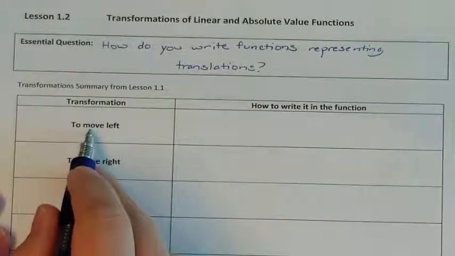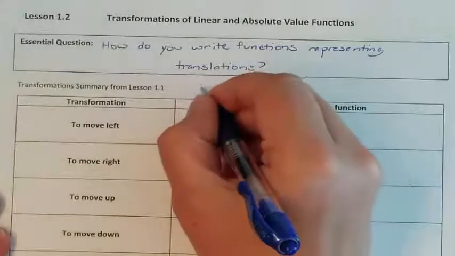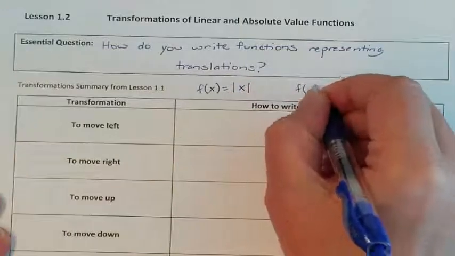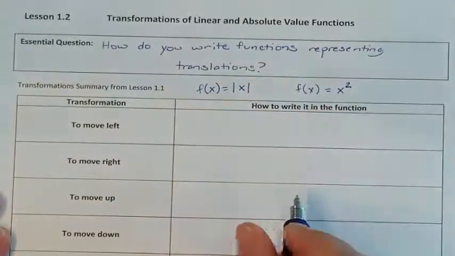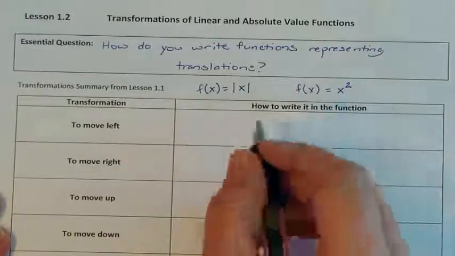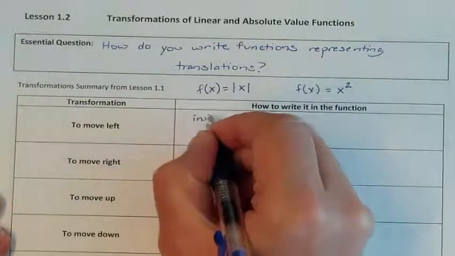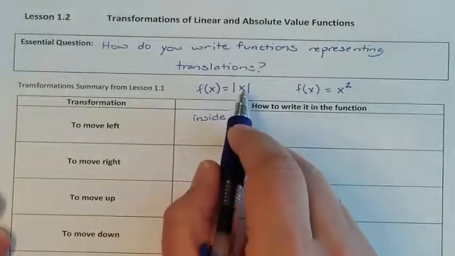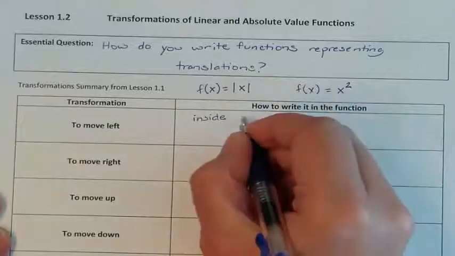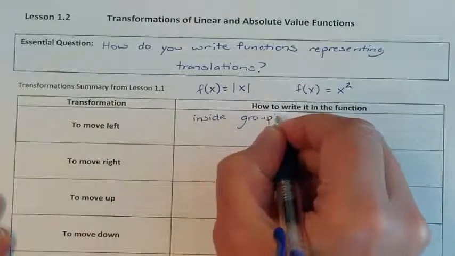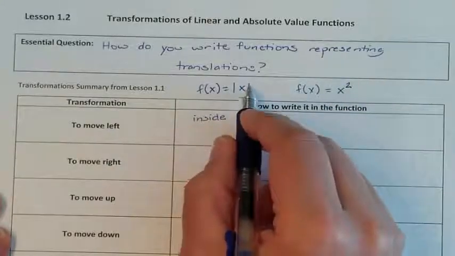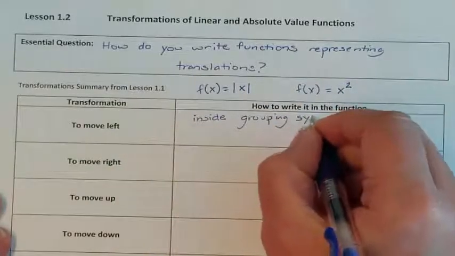So if I wanted to move to the left, we looked at both absolute value functions and quadratic functions in lesson 1.1. If I wanted to move to the left in either one of these functions, I know that it needed to be an inside move, meaning I needed to see it inside the absolute value or inside of my parentheses. So it's inside the grouping symbol. Grouping symbol is a way of saying parenthesis or absolute value. So inside the grouping symbol.